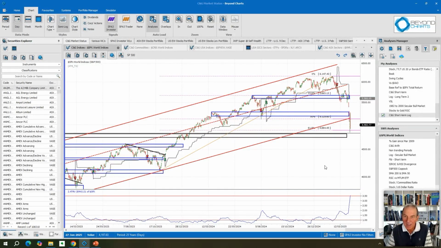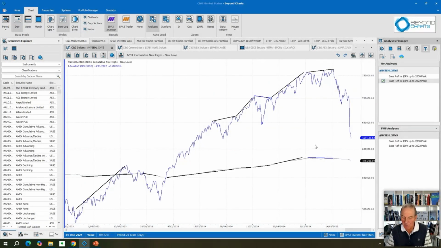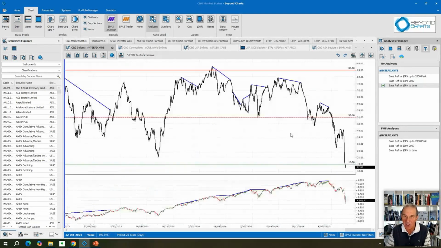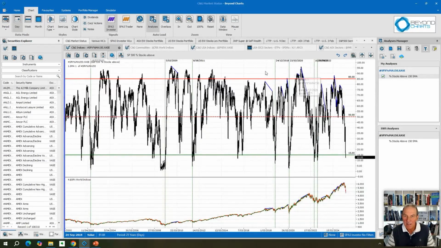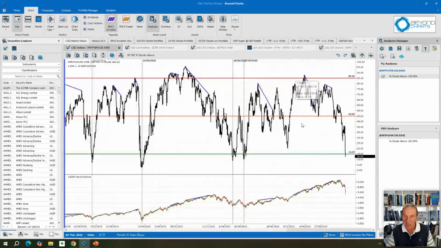Sorry, and I'm just about there. Won't look at these. They haven't changed since last week. We will look at this one. So effectively, this is the number of stocks in the S&P 500 that are below their 150-day moving average. And we are getting to pretty much oversold here.